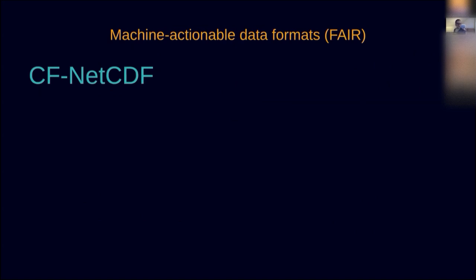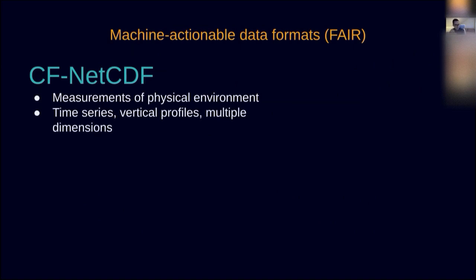We have CF NetCDF. This CF is for Climate and Forecast Conventions, and as the name suggests, this was originally for weather and climate data, but has really been expanded to be able to encompass any measurements of the physical environment where you have data on one or more dimensions. So we have time series of data, vertical profiles, maps of data, cubes, and so on.